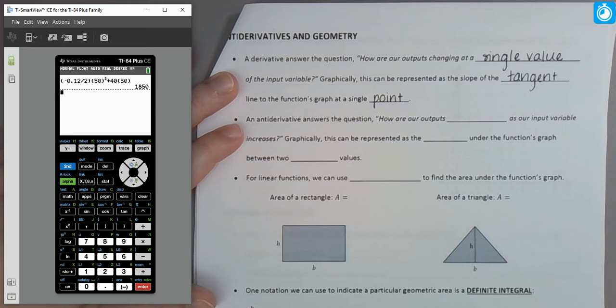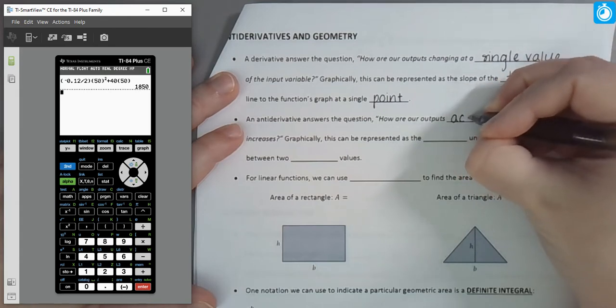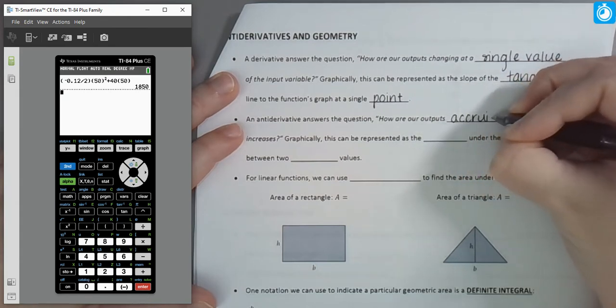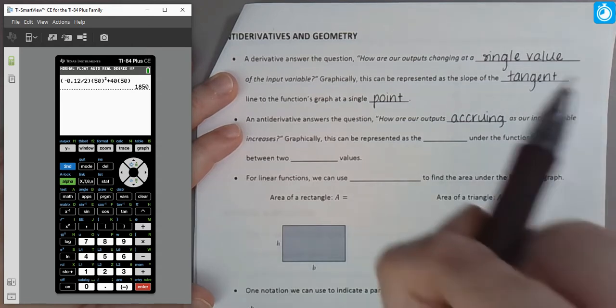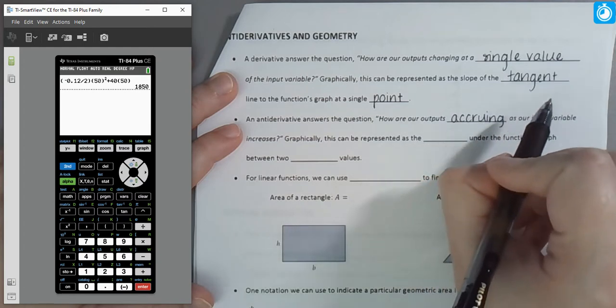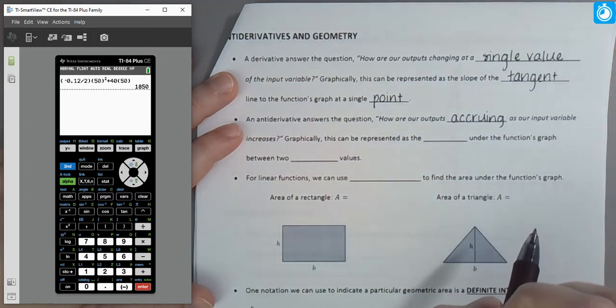Now again, an antiderivative represents accumulation. So what does that mean from a geometric, a graphical standpoint? An antiderivative answers the question, how are our outputs accruing? How are they accumulating as the input variable increases? So not focusing on what happens at a single value of our variable, but as we transition from one input value to another, how are the associated outputs accruing across that transition?